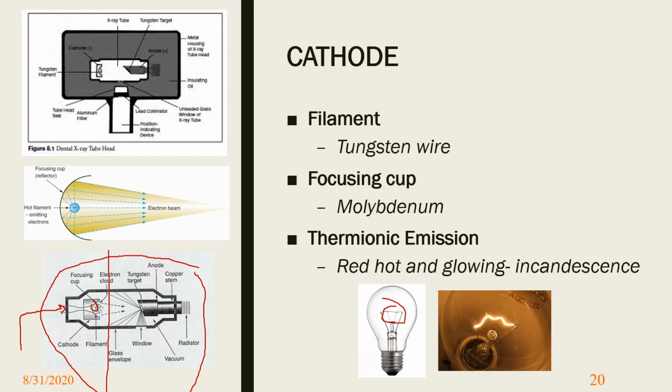The filament is 1/2 inch or less in length, and it is composed of tungsten. You need to know that. Filament, tungsten. The distance from the cathode to the anode is less than 1 inch. Tungsten is used because it is an excellent conductor of heat, so electrons are produced easily.